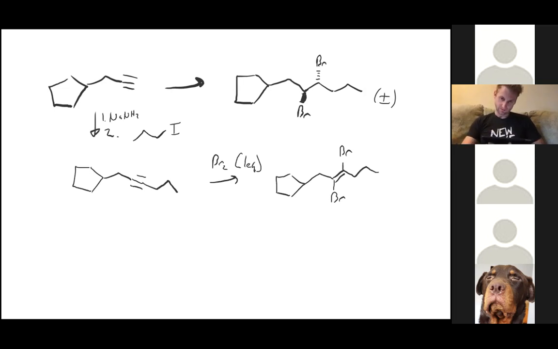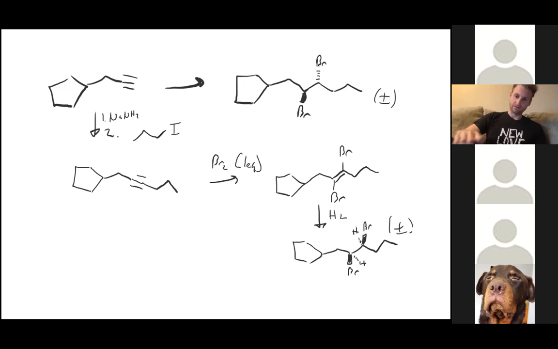Ooh, actually, this is going to give us a syn product, isn't it? Actually, this is going to give us the wrong product. So if we did this and then threw in H2, because H2 is going to add in a syn fashion, this would actually give us the wrong product here. So in order to get the right product, we are going to have to do our reduction first.